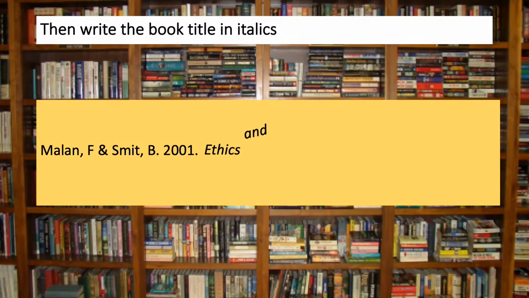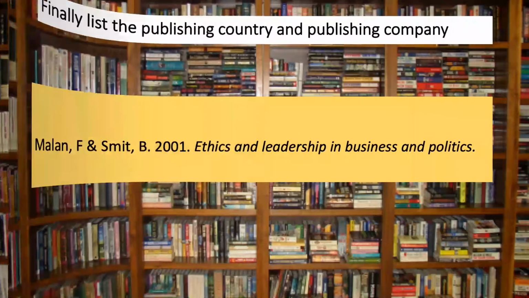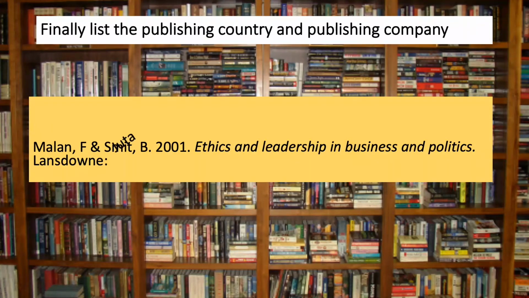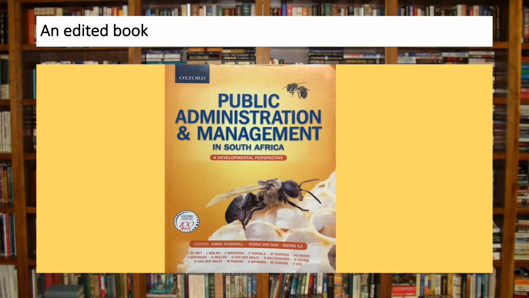Put in the year of publication, followed by a full stop, then the title of the book in italics, followed by a full stop, then the place of publication, a colon, the publishing company, and the final full stop. And there you have it.